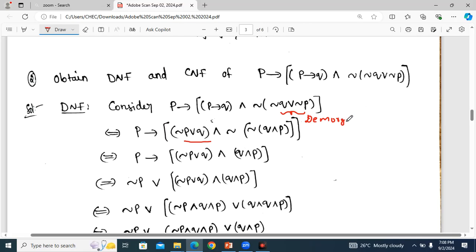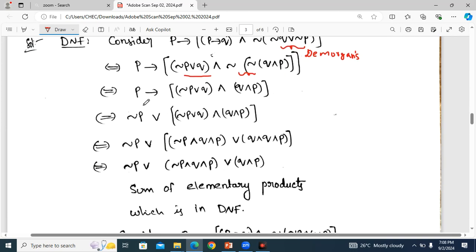So we get negation of negation Q and P. By the double negation law, the negation is eliminated, so the remaining is Q and P. Now we eliminate the implication. The implication's equivalent formula is negation P or Q. In place of the first term, we write negation P or Q, and Q and P. Okay. So this is not in DNF.